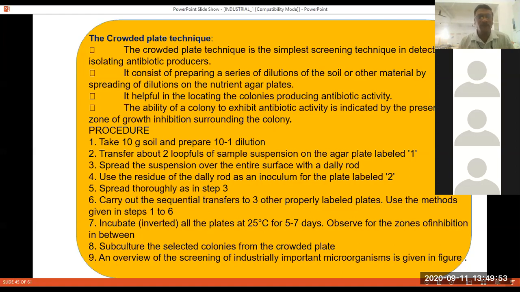Now how will you do this? This is very simple. You have to pick up 10 grams of the soil sample. It is diluted into the first tube, and so on, serially diluting the sample up till the last tube. Okay, and later on these dilutions you have to transfer onto the respective nutrient agar plates which are already sterile.